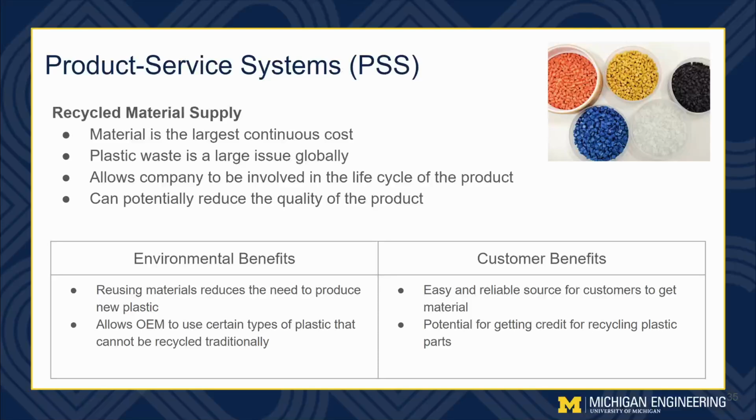For our product service systems, PSS, material is the largest continuous cost. There's also plastic waste, which is a large issue, and this could affect globally. We can potentially reduce the quantity of the product, and this allows the company to be involved in the life cycle of a product. The environmental benefit of this is that the redesign can reuse plastic for making filament for 3D printers, and the original design allows certain types of plastics that can't be recycled traditionally to be used as well. This creates many customer benefits to reuse different plastics.